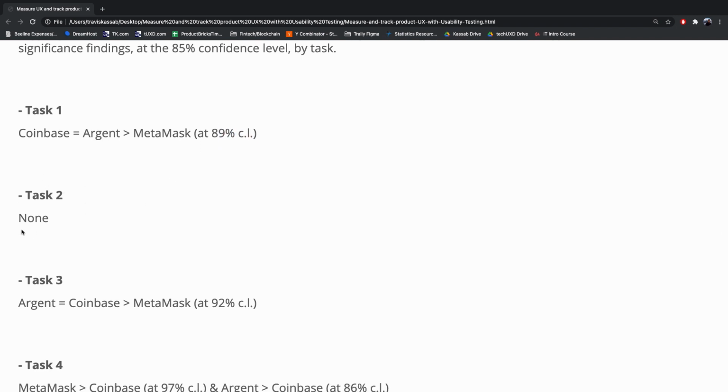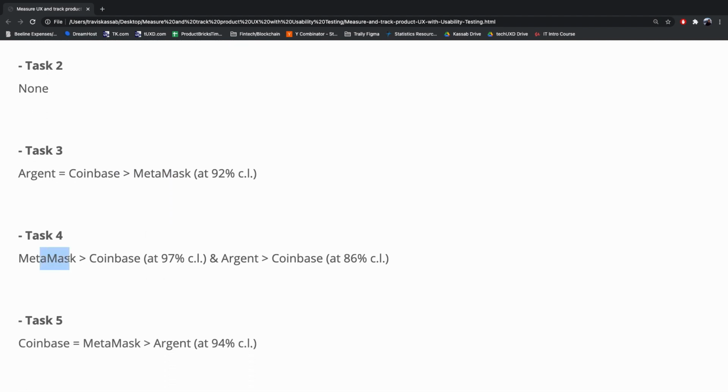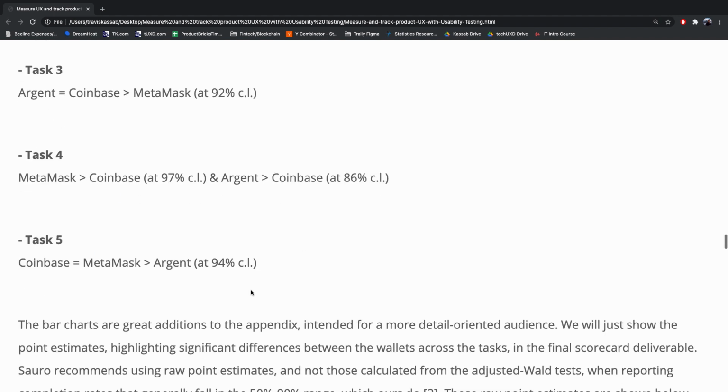There is no statistically significant difference on task 2. On task 3, Argent equals Coinbase, and both of these are greater than MetaMask completion rate for task 3. Task 4, MetaMask is greater than Coinbase, and Argent is greater than Coinbase. And then task 5, Coinbase equals MetaMask, and both of these are greater than Argent.